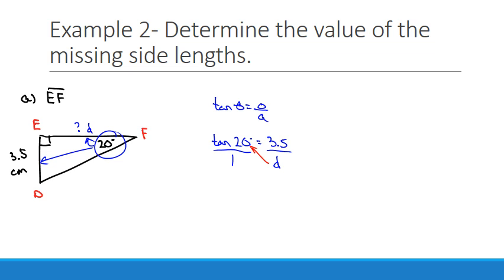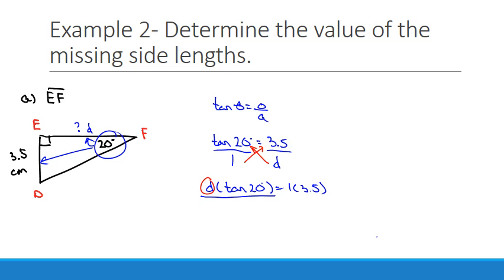Okay, so I always bring my variable to the left side, so you can see I'm doing that. So that's going to be now D times tan 20 equals 1 times 3.5. And I want D to be by itself, right? I want D equals in the end. So the way I do that is I just divide by tan 20.